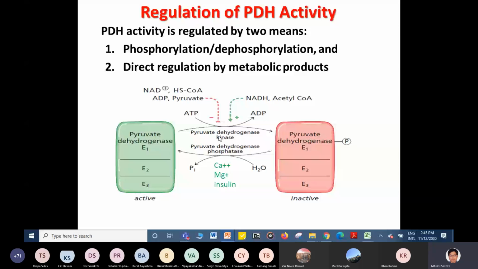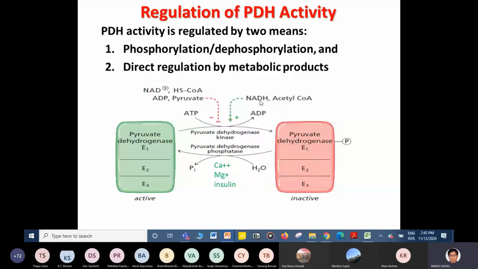And what are the metabolic products which promote this phosphorylation? They are NADH, acetyl-CoA, and ATP. That means if there is already a large amount of acetyl-CoA, this will be phosphorylated and inactive, and there will be no more formation of acetyl-CoA. Or if there is already a large amount of NADH, there is no requirement of this pyruvate dehydrogenase activity or the TCA cycle. That means there is already enough energy. In that condition also this will be inactive.